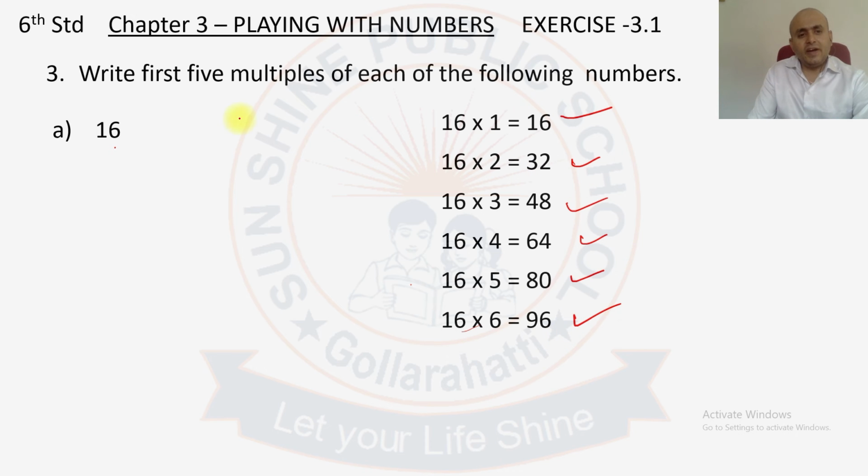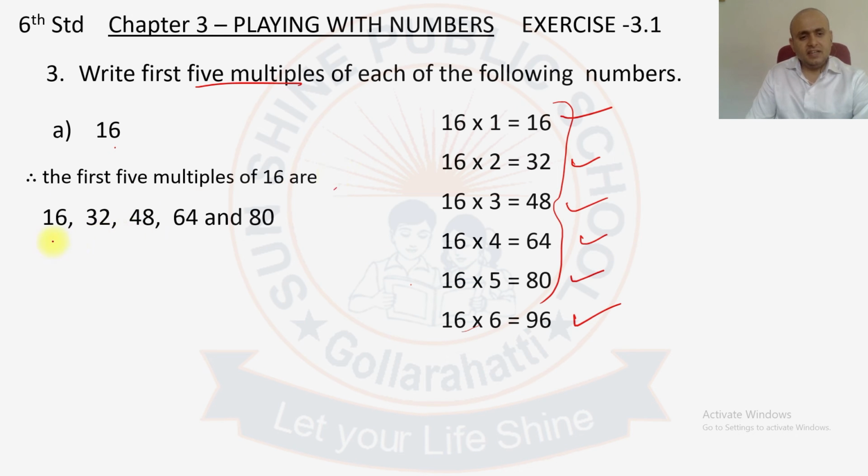96, but since they asked for 5 multiples, let us write these 5 multiples of 16. The 5 multiples of 16 are 16, 32, 48, 64 and 80. These are the 5 multiples of 16. If we keep multiplying, we keep getting numbers, so that is never ending. That is why they have asked for only 5.